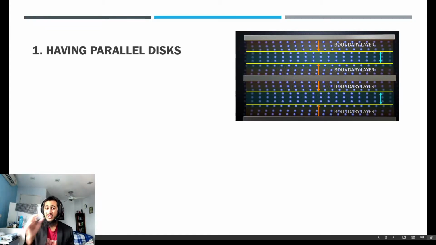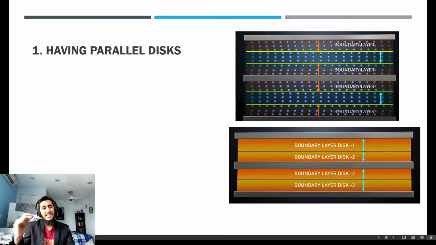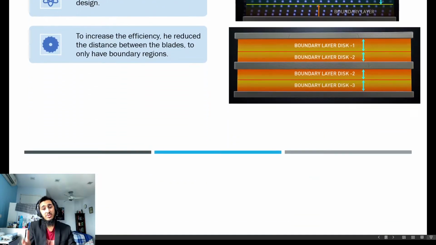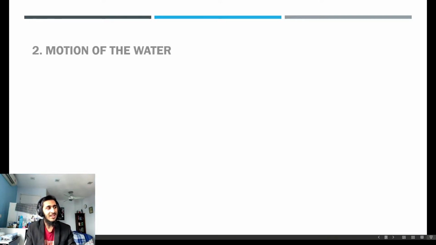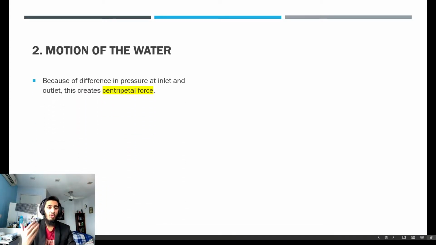Tesla discovered that for steam, the boundary layer is roughly 0.4 millimeters. So what he did was that he made the distance between the blades two times the boundary layer. Therefore, both surfaces have boundary layers only without the free flow. This means that any fluid that flows between these disks is affected by viscosity. Now, let's look at how this creates motion for the water.